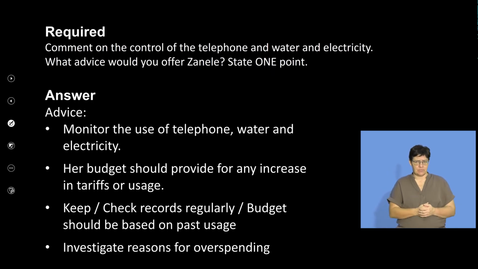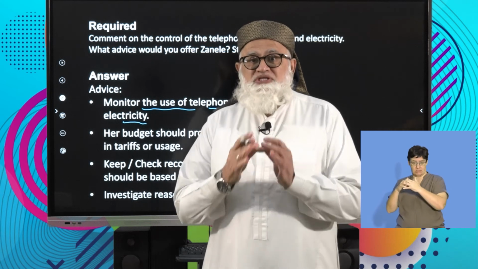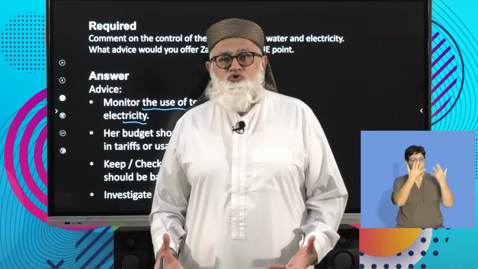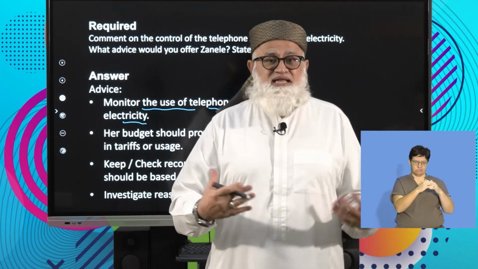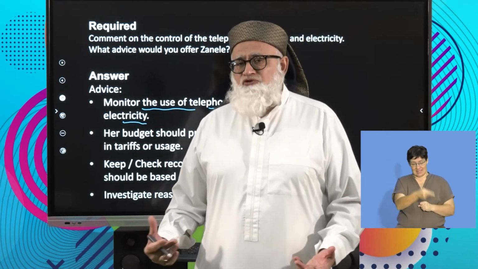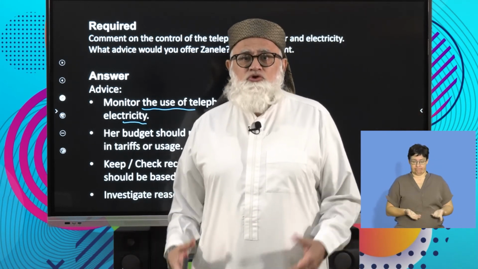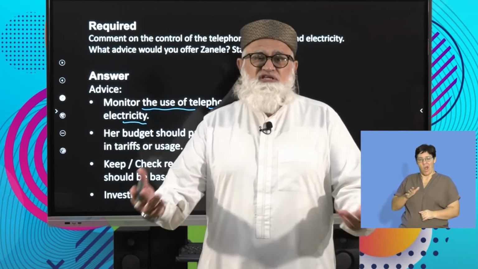1, monitor the use of the telephone, water, and electricity. It is very important that we have controls in place to ensure that we stick within the budgeted amounts. Obviously, when we budgeted those amounts, we took into consideration everything that we needed to. However, there may be certain items that we did not consider. For example, a sudden increase in electricity tariffs. Okay, you may have budgeted for a 5 or 7% increase, but there was suddenly a 15% increase.